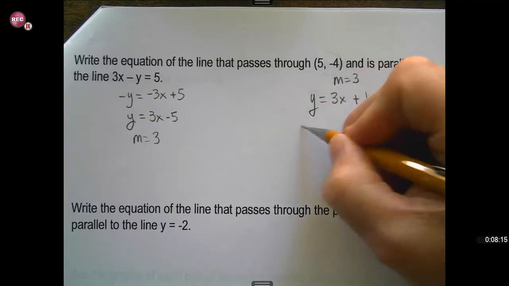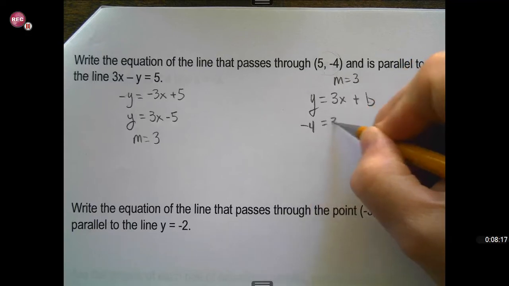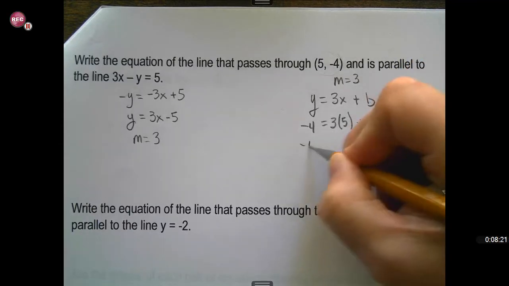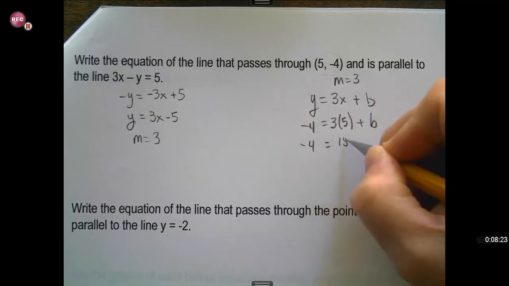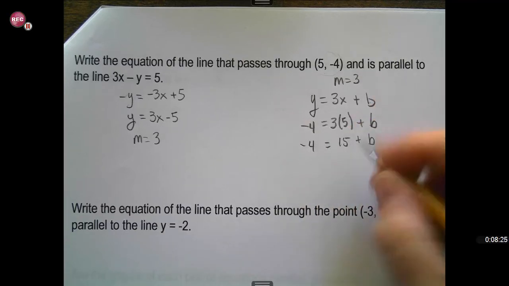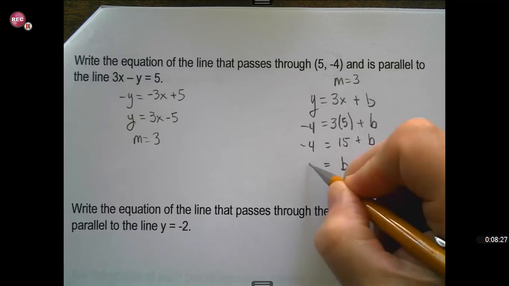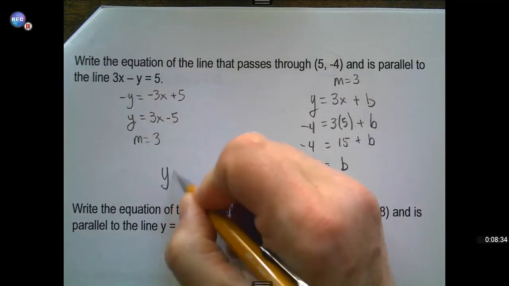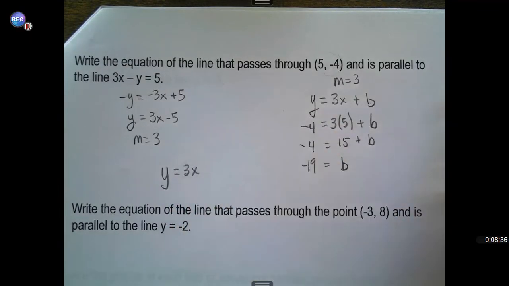So y is -4, x is 5, and -4 equals 15 plus b, so b is -19. Okay, so the equation of the line, the answer is y equals 3x minus 19. That's my answer to that question.